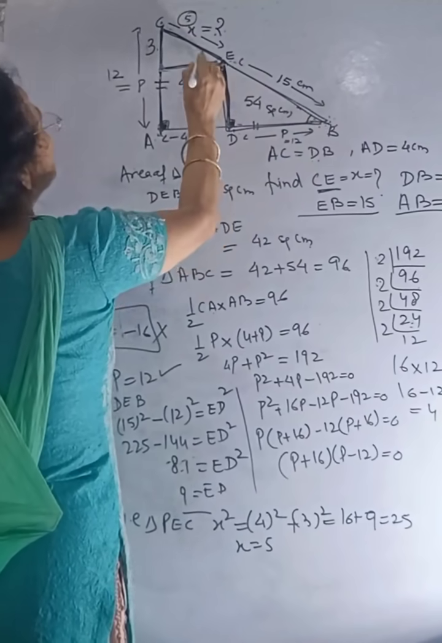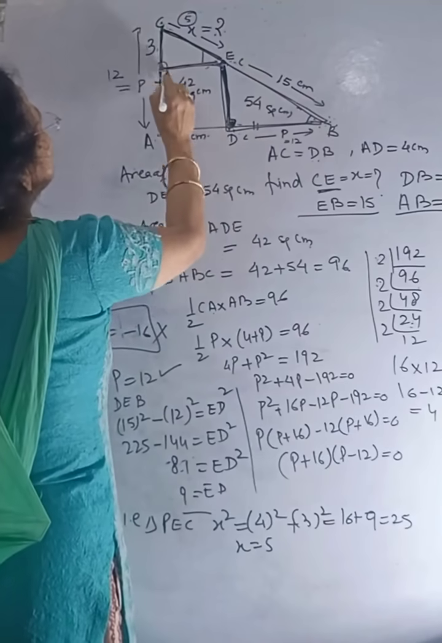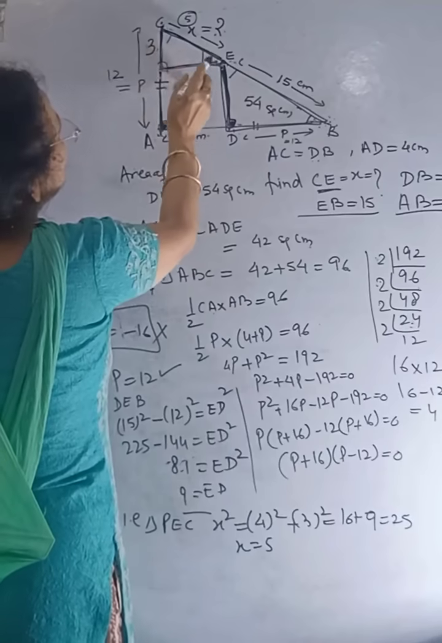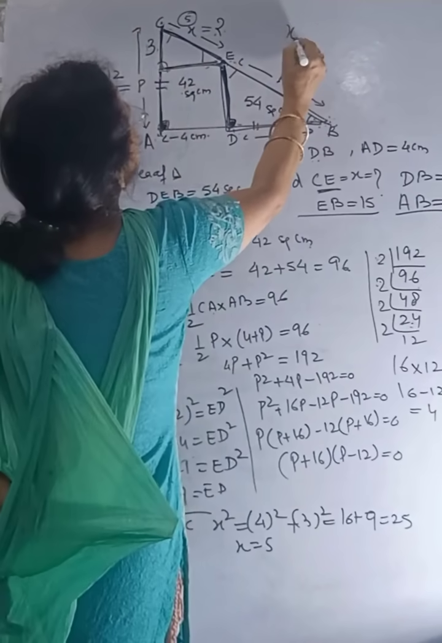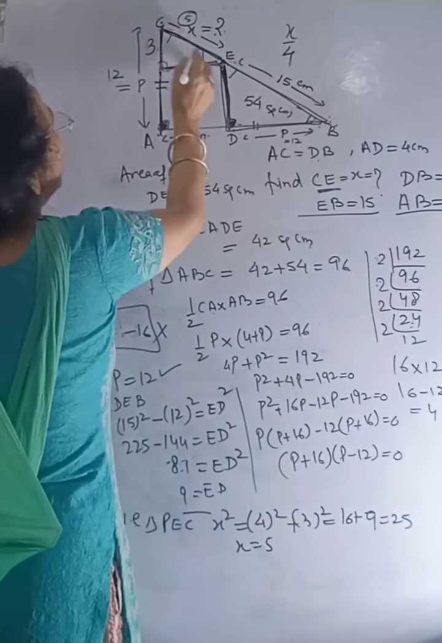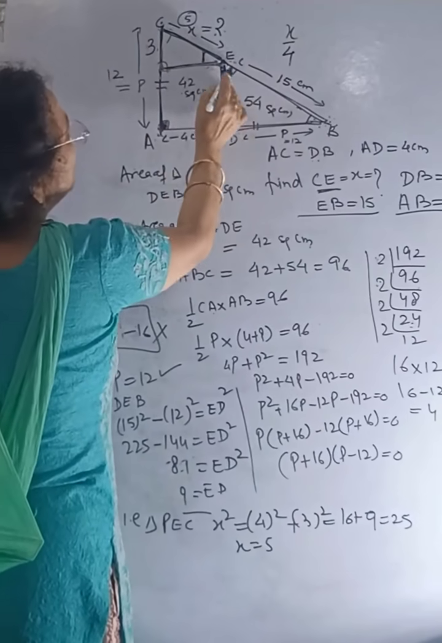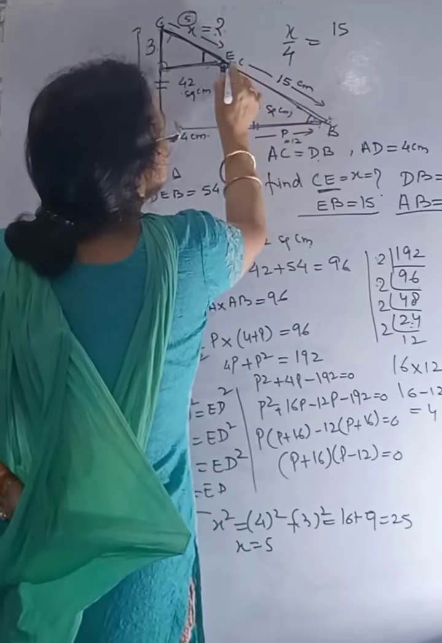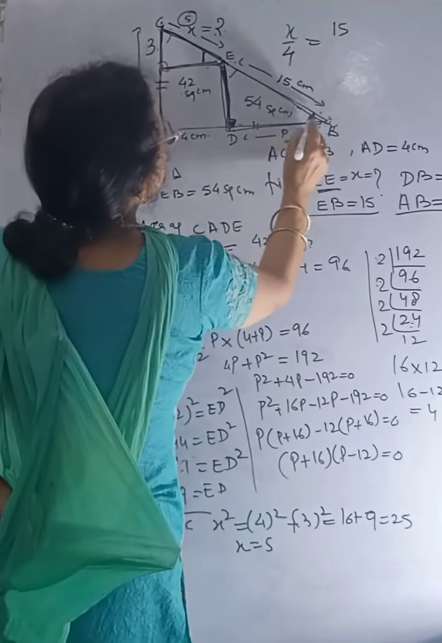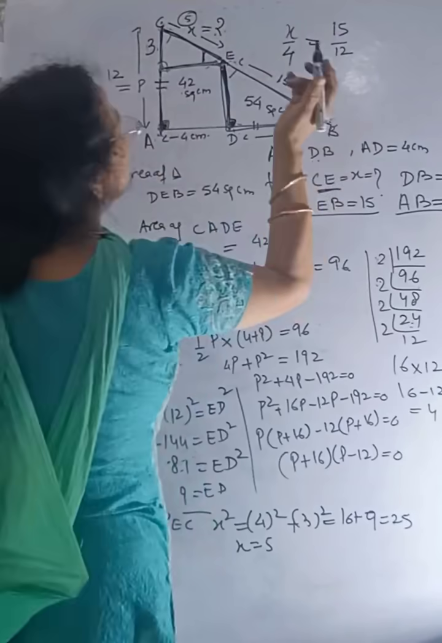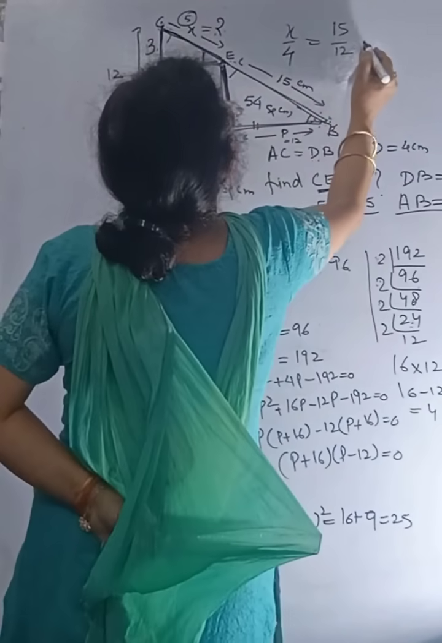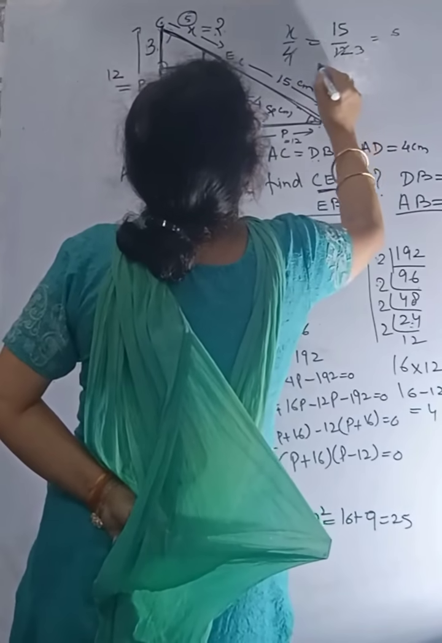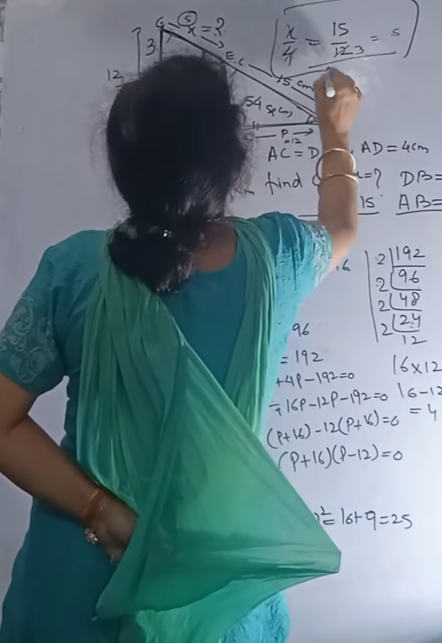This angle is equal to this angle. This is 90, this is common. So the ratio of hypotenuse upon base, that is x upon 4 for this angle, will be equal to 15 upon EB, this base, which is 12. From here further we'll get 3 and that 5. Different methods are there to find out the value of x.